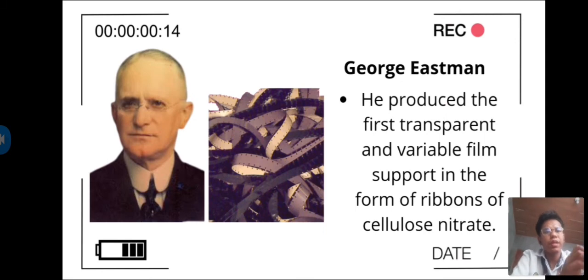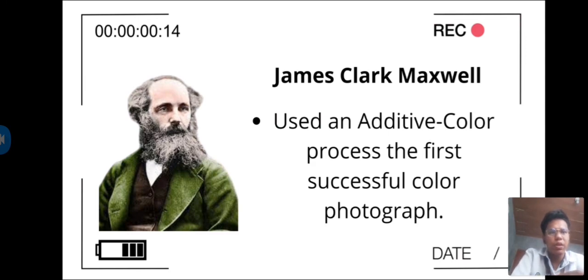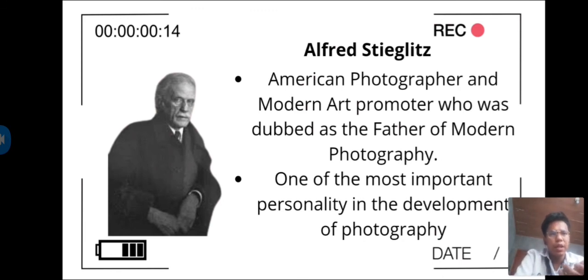Okay, next one is George Eastman. He produced the first transparent and flexible film support in the form of ribbons of cellulose nitrate. So kung nakikita nyo yung PowerPoint, yung katabi niya, those are called the ribbons of cellulose nitrate. Next one is James Clerk Maxwell, who used an additive color process, the first successful color photograph, okay, in the history of photography. Alfred Stieglitz, American photographer and a modern art promoter who was dubbed as the father of modern photography. Kung yung sa kanila, he is implied as the father of photography. Ito naman, he is dubbed as the father of modern photography. Okay, he is one of the most important personalities in the development of photography.